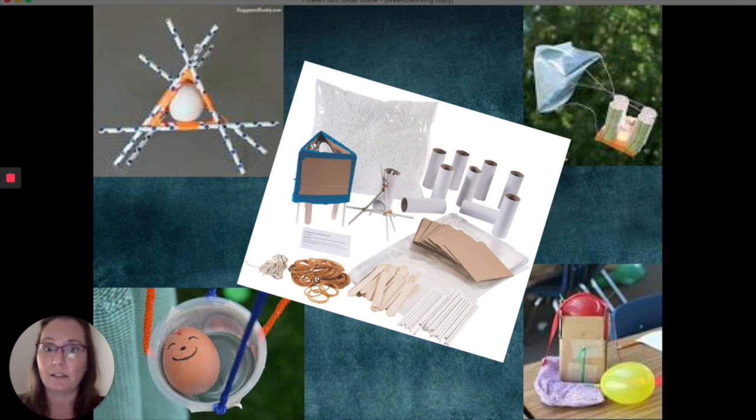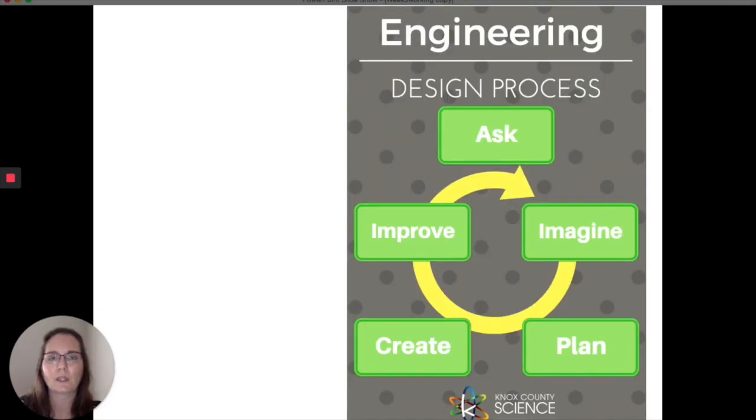So, let's get started. For this challenge, you're going to hear me refer to the engineering design process. This has 5 steps. We ask, imagine, plan, create, and improve. If you'll notice, all these steps go in a circle, so you can do this over and over again for as long as you want, or until you run out of eggs.